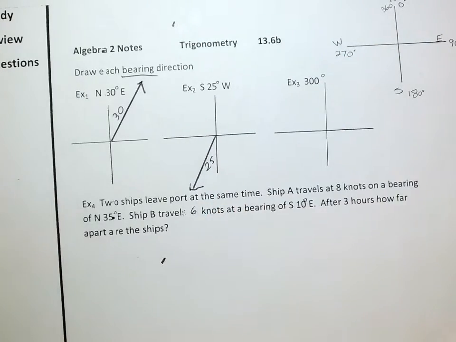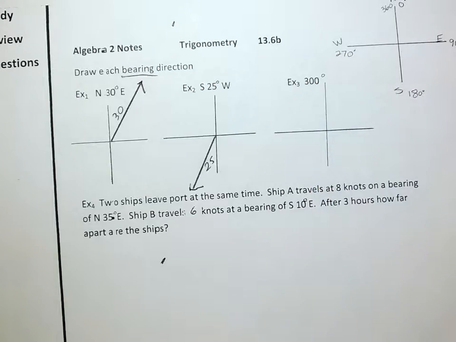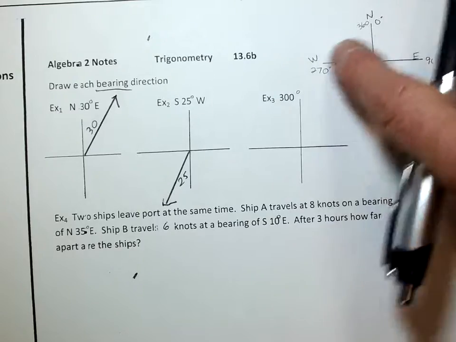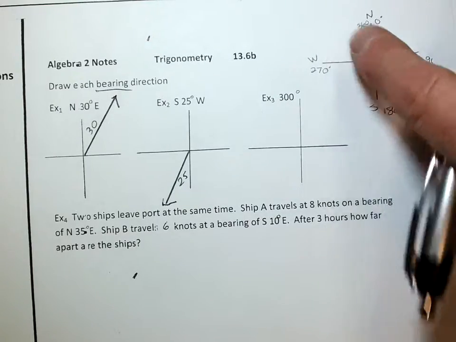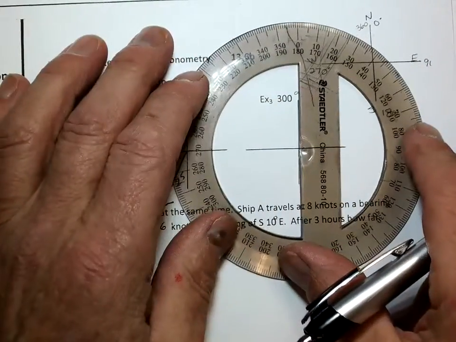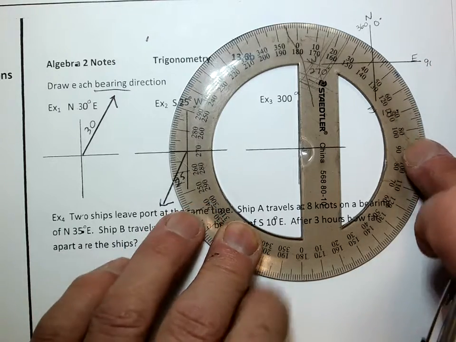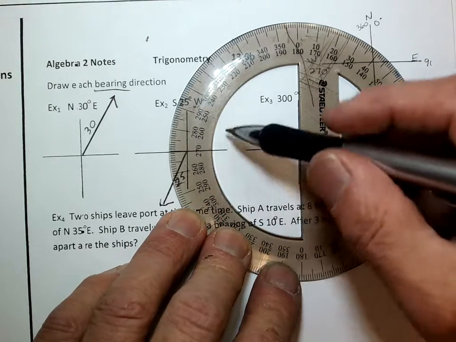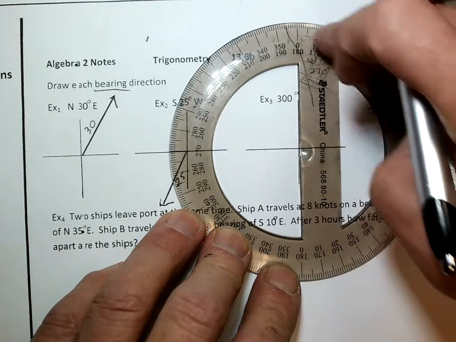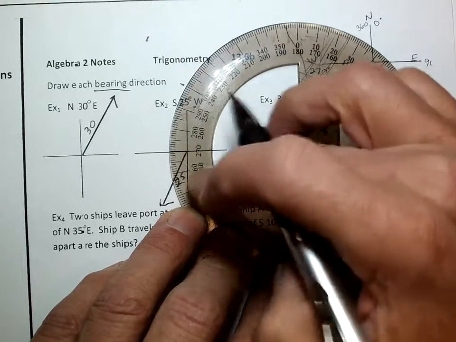The second way to navigate is to just use a full 360 degree rotation. North is up at 0, and we're going to rotate 300 degrees, which means we're going all the way around like this. I zero it out, and go 90, 180, 270, 300 degrees. 300 degrees is on my protractor, so I'm going all the way around to right there.